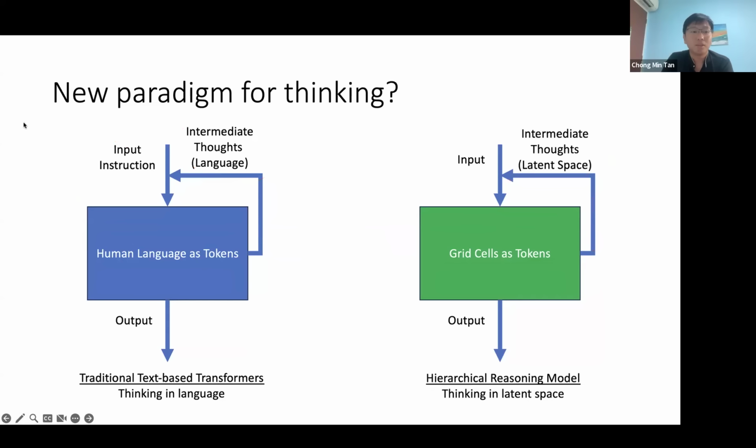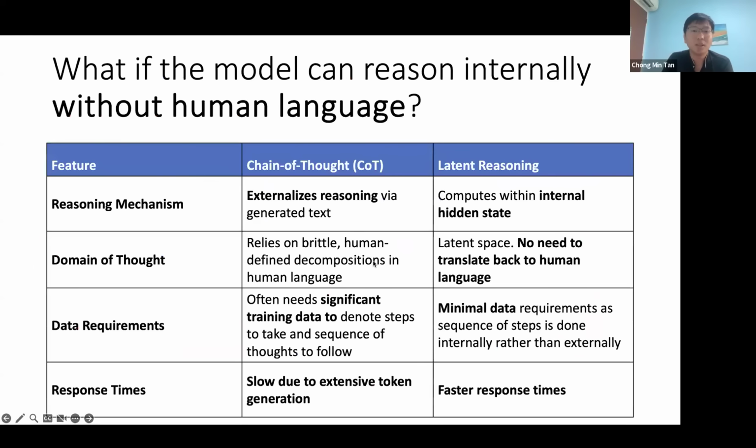Yep. So this one, of course, I'm sure the big labs will probably be experimenting with it. We will hear some news about it soon. But the main thing is, you can think about human language. So chain of thought is the one with human language, right? Reasoning, it externalizes reasoning via generated text, while latent reasoning uses a hidden state. Okay, this is not in the paper, by the way. I just summarized 2 paragraphs into this table, all right?